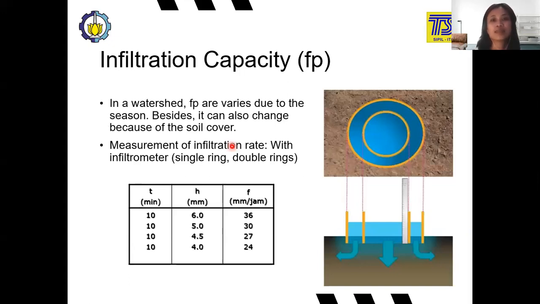Besides the water flowing inside the ground, we can also calculate how much water, or the rate of infiltration of this ground. For example, here we have a measurement device called an infiltrometer, which is used to calculate the infiltration capacity of the soil.